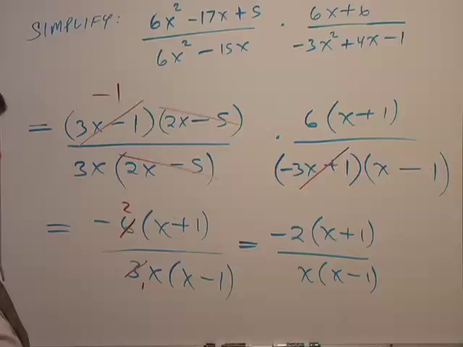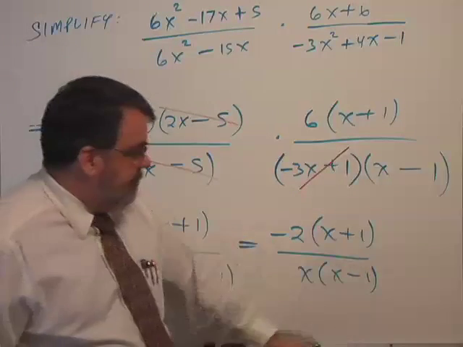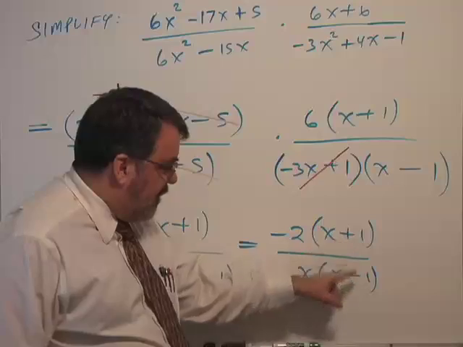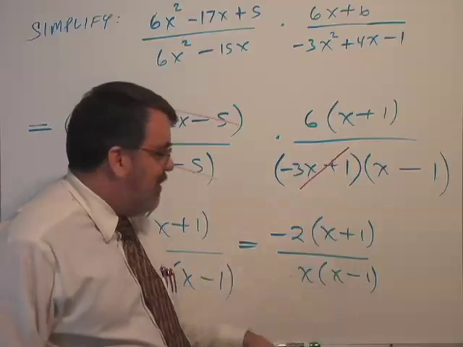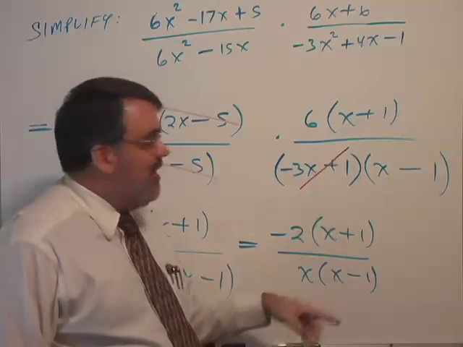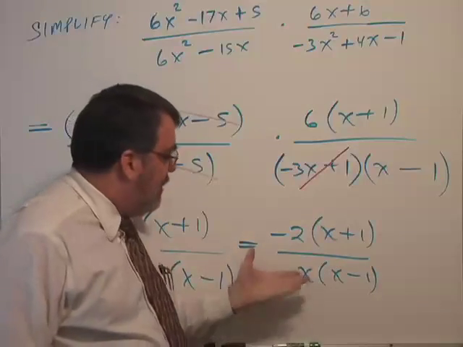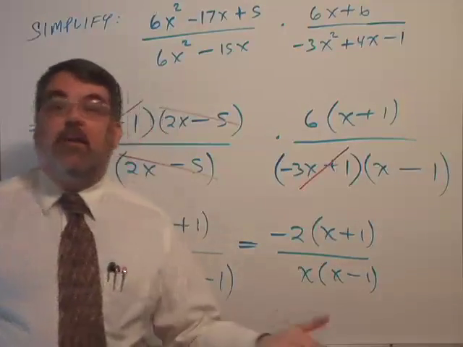Now these are factored completely, and x plus 1 and x minus 1 will not simplify. They are not opposite signs, just the ones are, not the x's. So that's all we can do. The problem is completed.